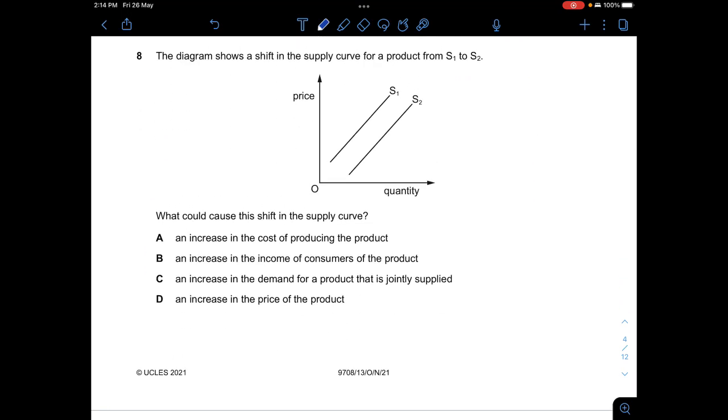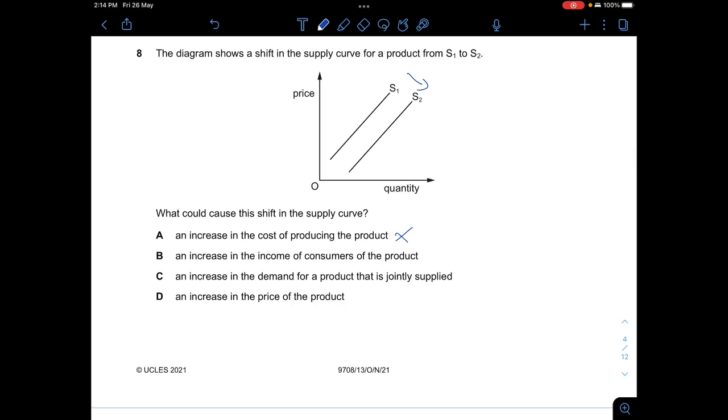Question 8, the diagram shows a shift in the supply curve for a product from S1 to S2, so there's a shift to the right. And what could cause this shift in the supply curve? A, it says an increase in the cost of producing a product, which is wrong, because if it's due to an increase in cost, the supply curve should have shifted to the left, not to the right.